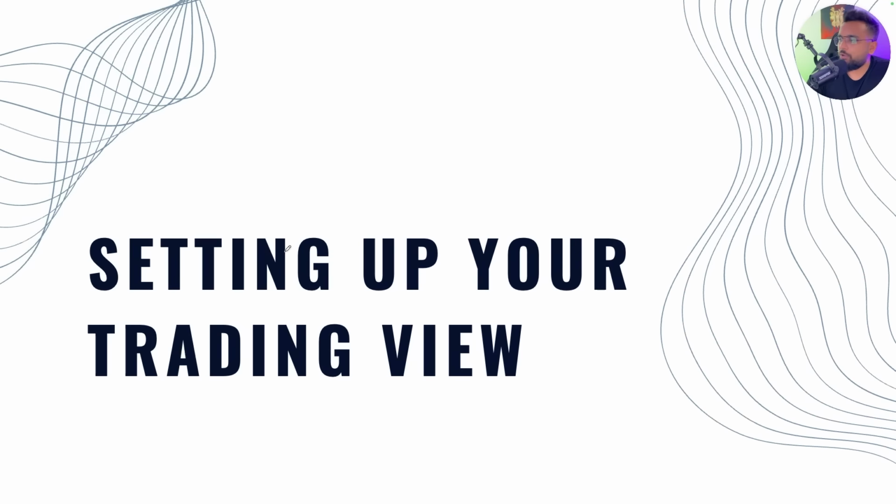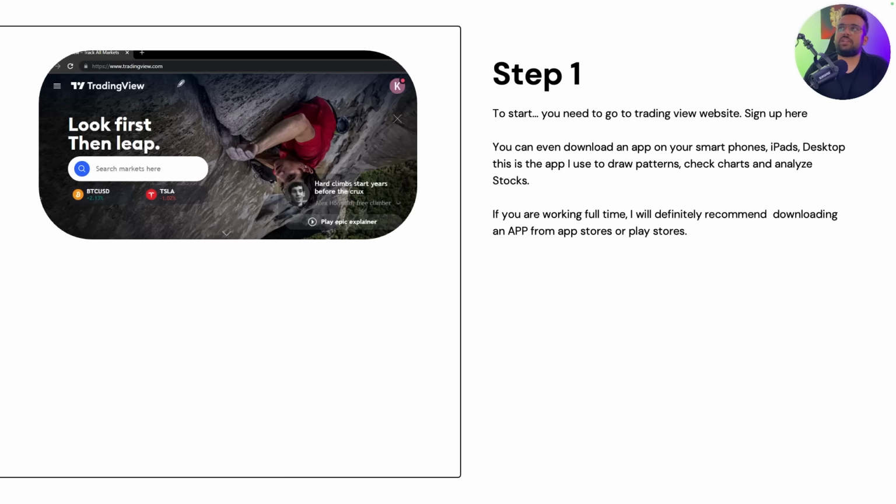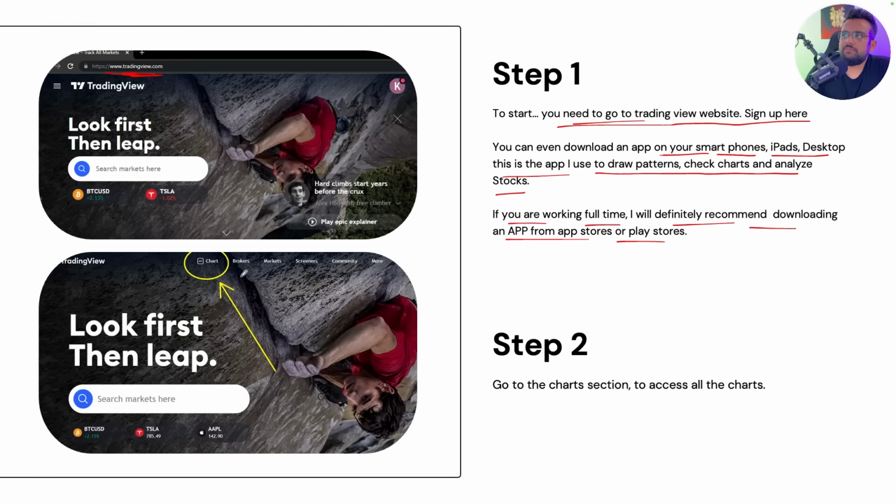Anyway, setting up your TradingView, fam. Now we're going to set up your TradingView. Let's go over how to set it up and the things that you need. The first step is to go to the TradingView website, tradingview.com, and sign up. You can even download the app on your smartphone, iPad, or desktop. This is the app that I use to draw patterns, check charts, and analyze stocks. If you're working full-time, I definitely recommend downloading the app from the App Store or Play Store, whatever you use. Then the next step is to go to the chart section to access all the charts. Just click this. It will show you Super Charts, I think they call them now. Click that and it will show you all the charts.